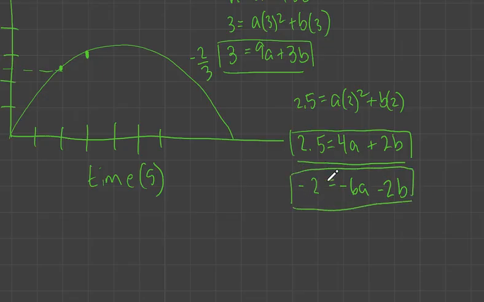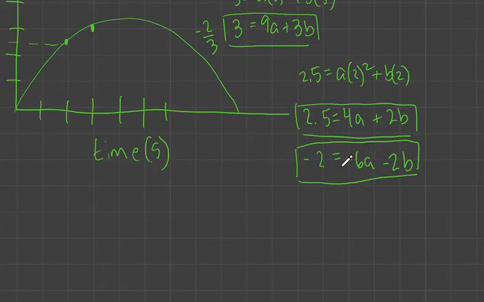So what I can do now is add these two equations together. I get 2.5 minus 2 is 1/2. I get 4 minus 6 is -2. And 2 minus 2 is 0. I'm left with just this part of it, which tells me that a is equal to... sorry, not -1. If I divide both sides by -2, I get that a is equal to -1/4.